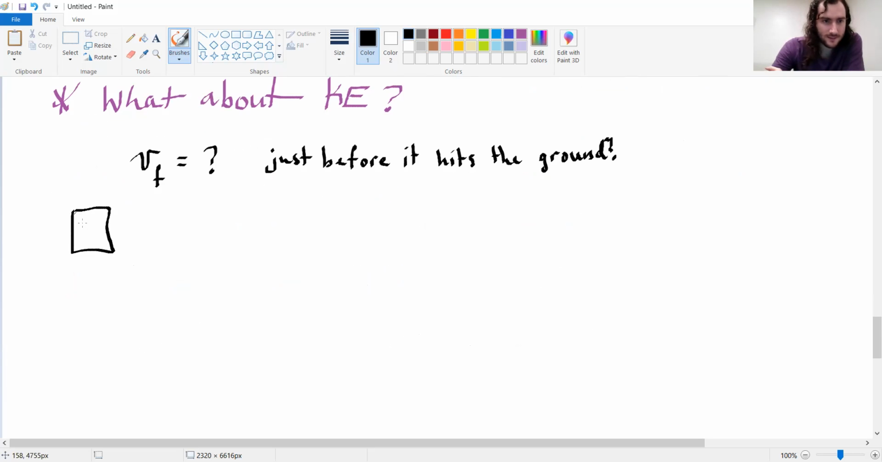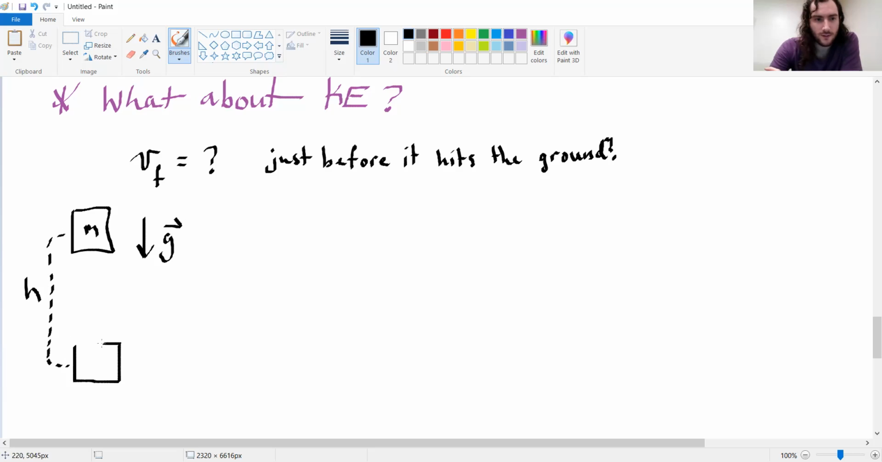So we have a mass. I'll just go ahead and redraw here. It's going to accelerate down towards the surface, and it's a distance h above the ground. It's going to end up here at the surface again.